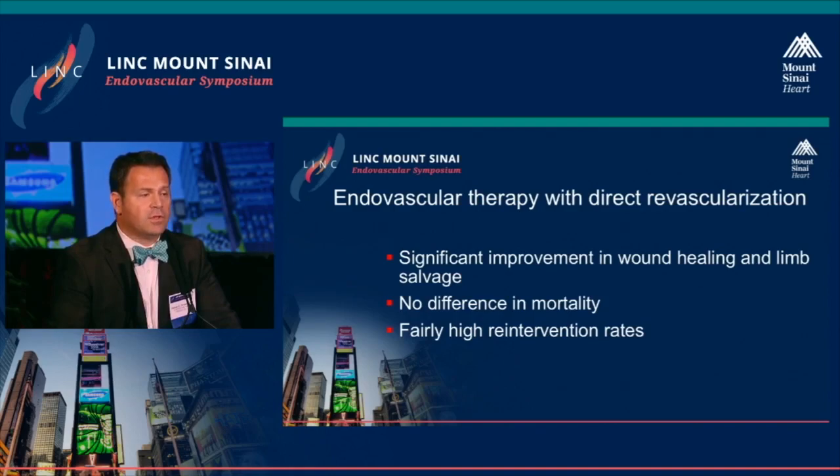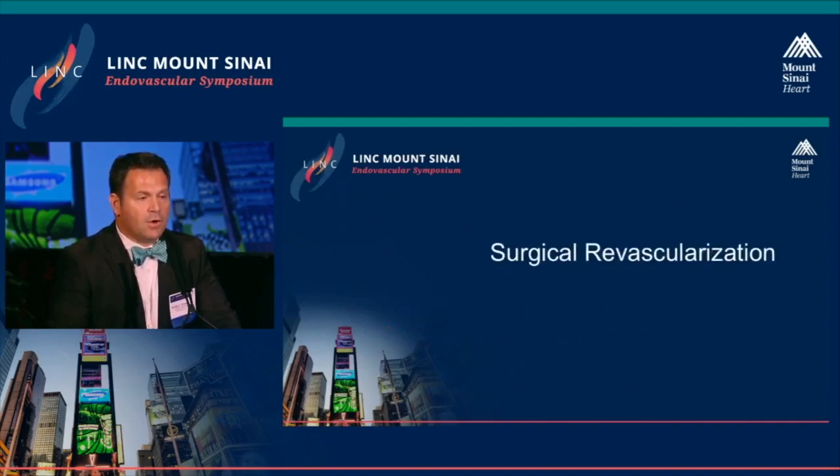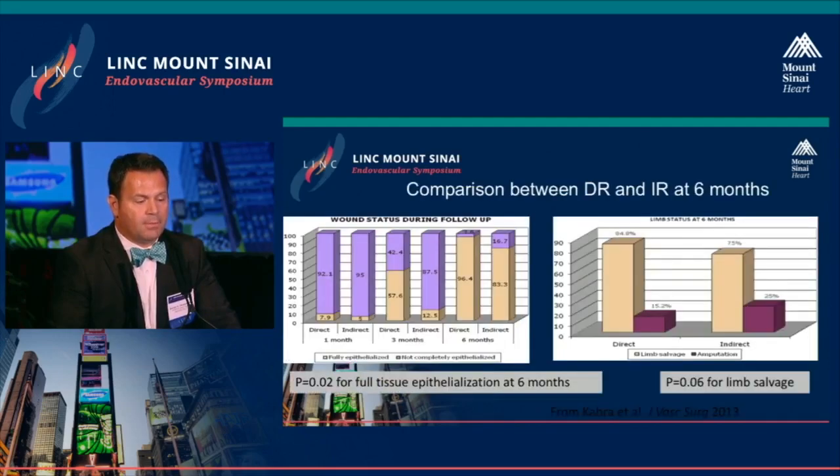And if you look at the numbers in terms of reintervention rates, they're anywhere from 15 to 33%, so fairly high reintervention rates. So turning to surgical revascularization, if you look at a couple of studies that I thought were pretty well done, the comparison between direct and indirect, you see on the left that the wounds heal. They heal quicker. They heal more complete. But on the right, you see a trend towards limb salvage that does not achieve significance.